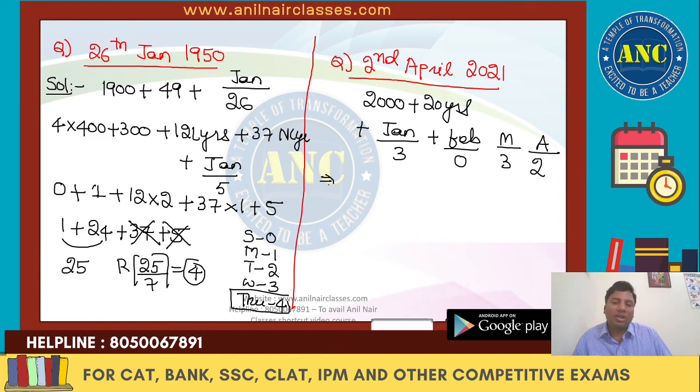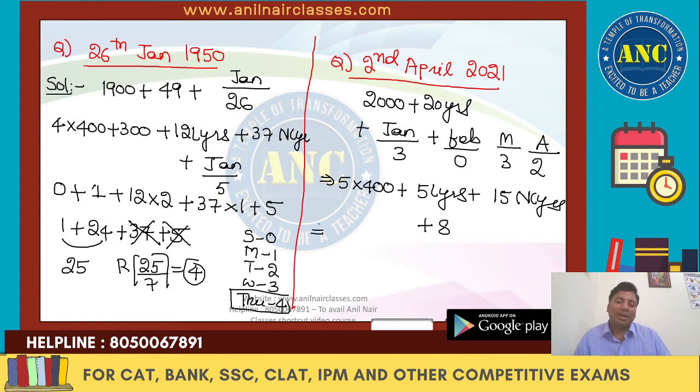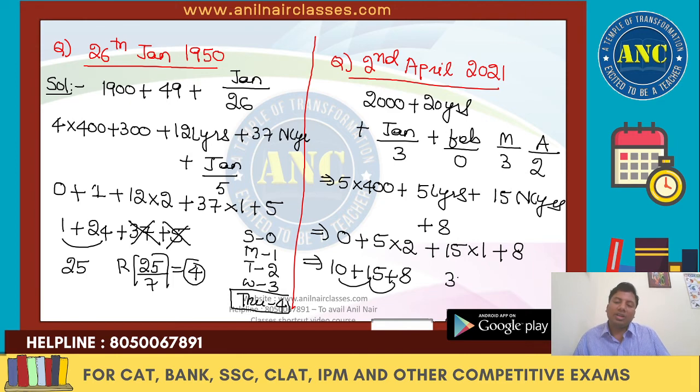So 2000 can be written as 5 into 400. 20 can be written as 5 leap years plus 15 non-leap years. 3 plus 3, 6. 6 plus 2, 8. 5 into 400, it is 0. Leap year will have extra 2 days. Non-leap year will have extra 1 day, plus 8. This will have 10 plus 15 plus 8. So this will be 33.